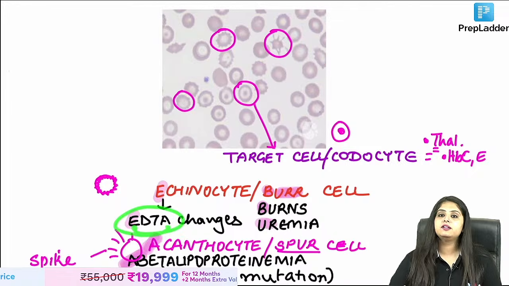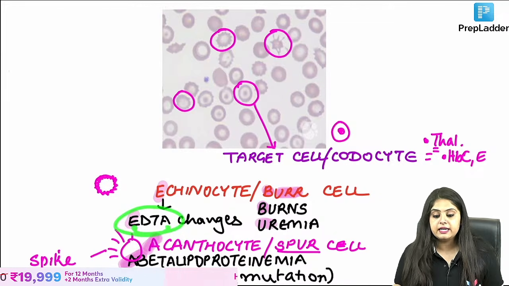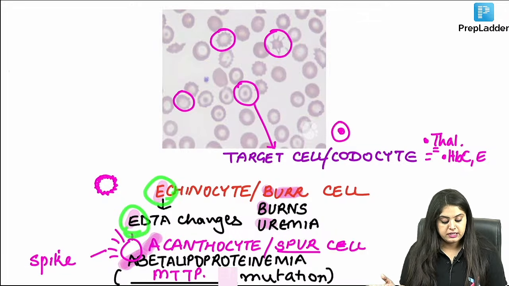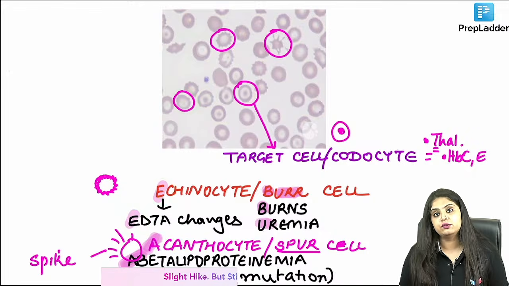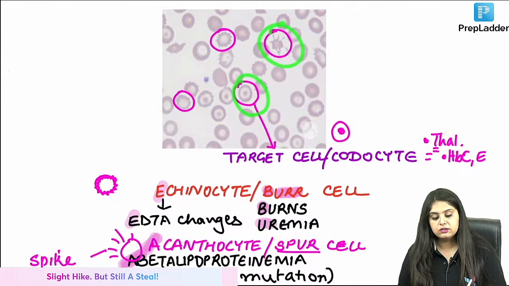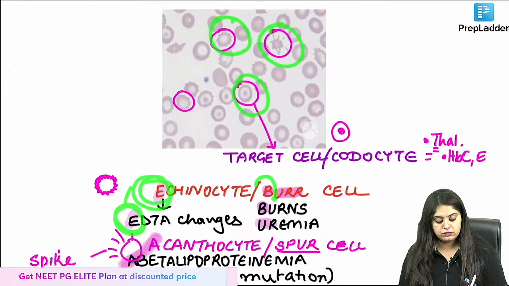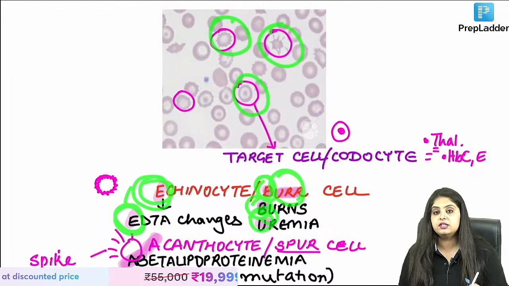If you have kept your blood, see, the most common vacutainer is EDTA, right? So if you have kept the blood in the vacutainer for very long, those EDTA changes could result in echinocytes also. So target cell done, acanthocyte and abetalipoproteinemia. Echinocyte seen in EDTA changes, also known as Burr cells, seen in Burns and seen in uremia.